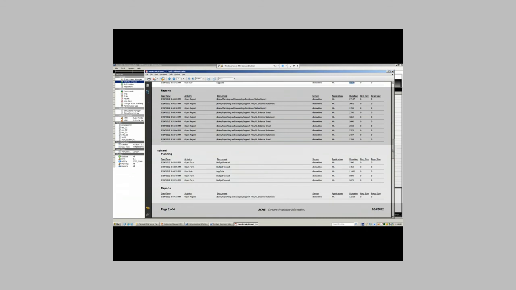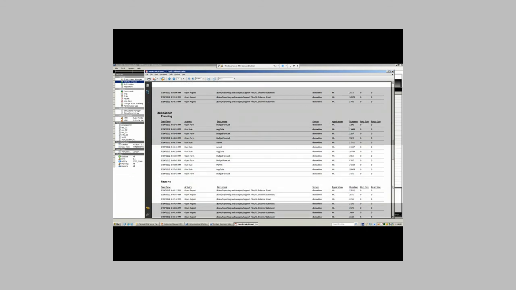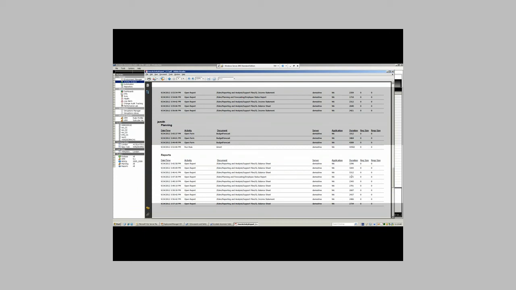And we can go down to every user, including demo admin, and eventually we're going to see that user that we were analyzing before. We could see the planning activity that they were doing as well as the reports activity. So we could see exactly who was doing what, down to the document that they were working on and how long it took. We can also take another view of the world, what we call document activity.